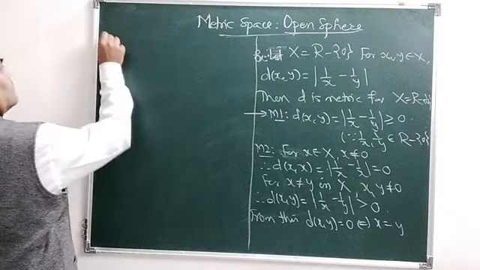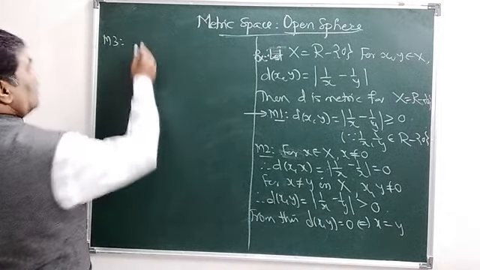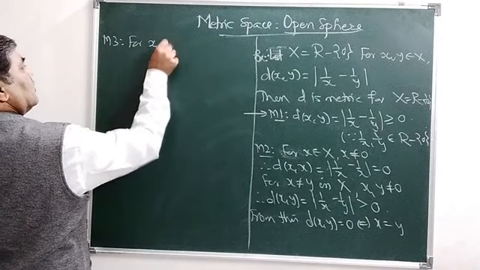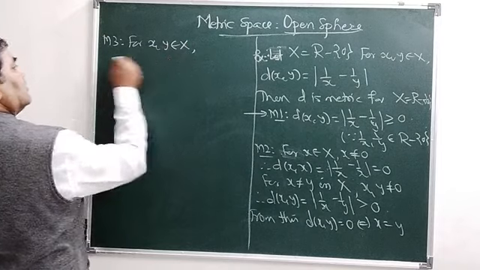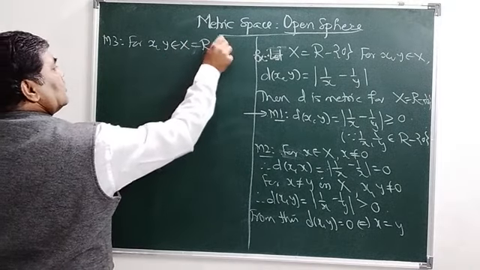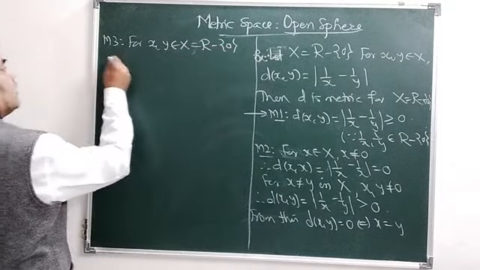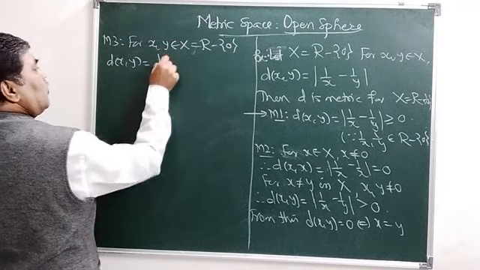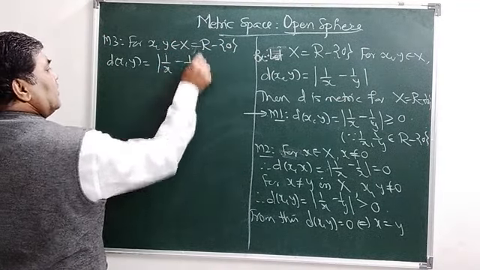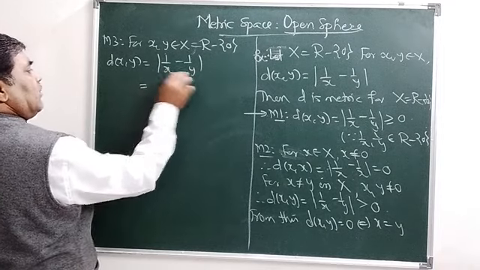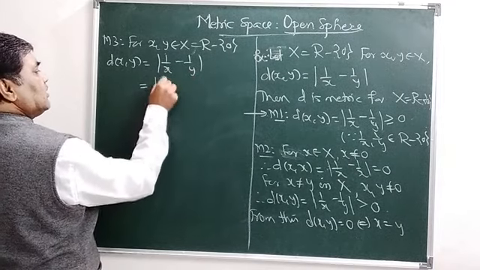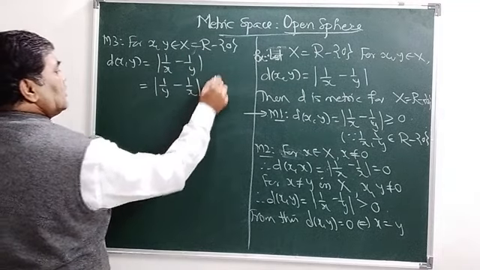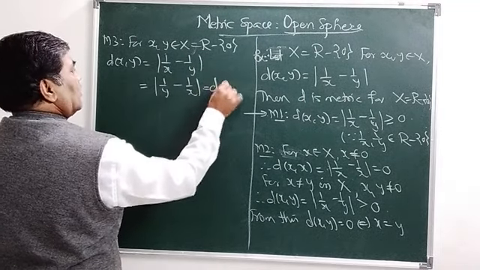M3: d(x, y) for x, y belonging to X, which is the set R minus {0}, meaning x and y are non-zero real numbers. d(x, y) is equal to mod of 1/x minus 1/y, but these are real numbers. Mod of a minus b is the same as mod of b minus a, so this is mod of 1/y minus 1/x, which is nothing but d(y, x).